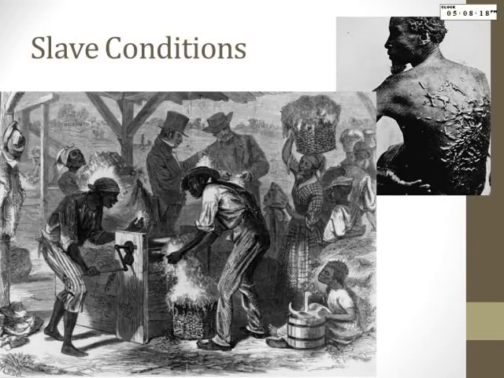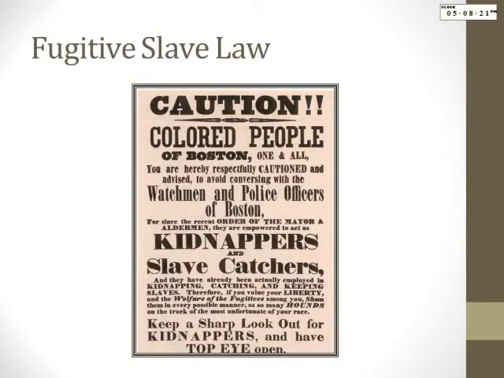Fugitive Slave Law. Definite must know. So the Fugitive Slave Law was originally passed in 1793, again, asking that if a slave did run away, what were you legally required to do by the federal government? You had to return the slave.